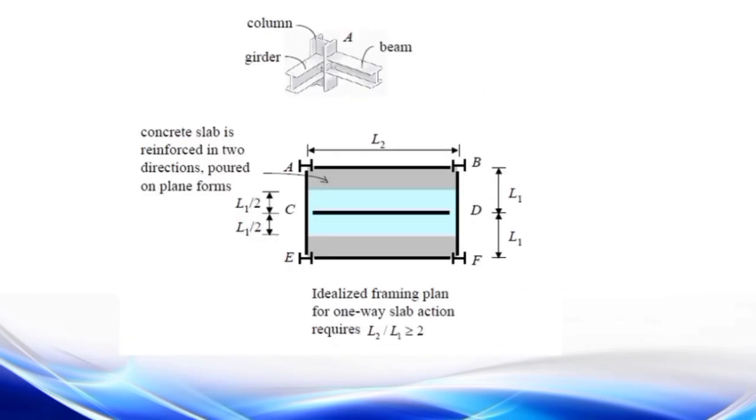Paano natin malalaman if we have a one-way slab or a two-way slab? So, for the idealized framing plan shown here, one-way slab action requires that the ratio of L sub 2 to L sub 1 must be greater than or equal to 2, provided that L sub 2 must be greater than L sub 1.